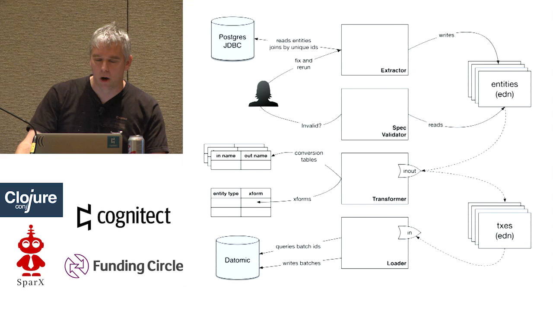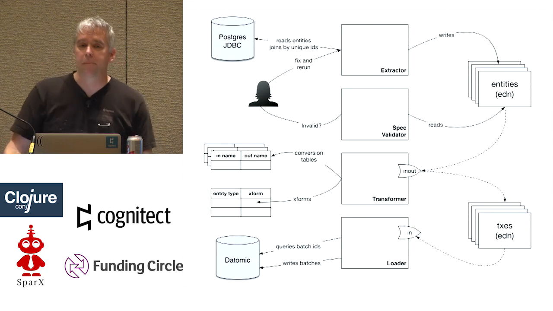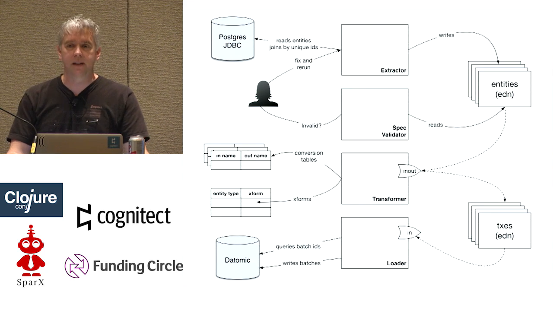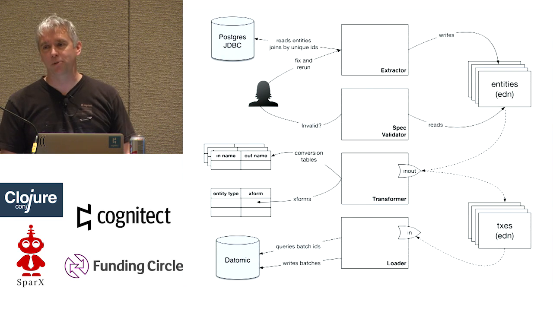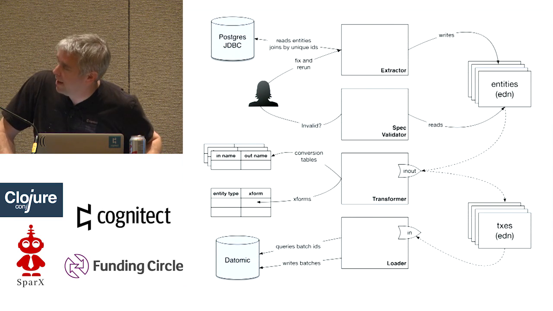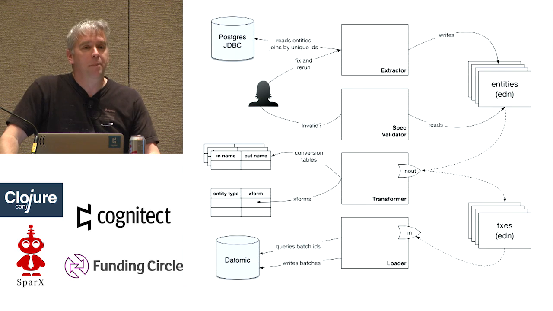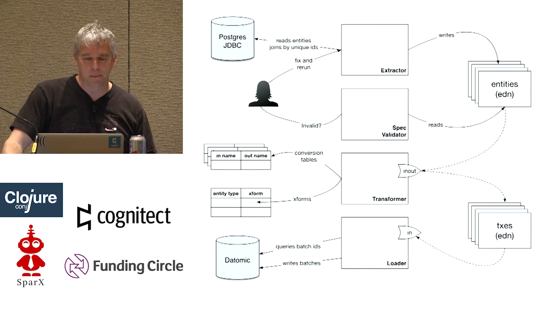Then there's a process called the validator that uses spec. That can tool through the EDN data and say, does it look correct per our specs? If that fails, there's a human. There's me. I come in there, back in my long hair days, by that icon. I come in there, and I make a fix, and you run that part of the job again.